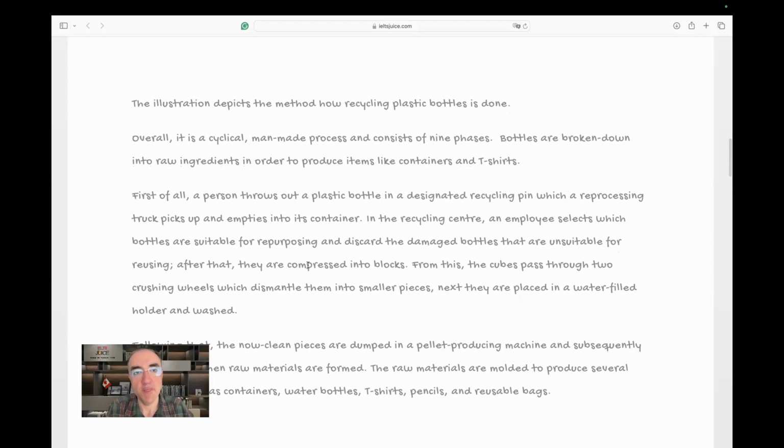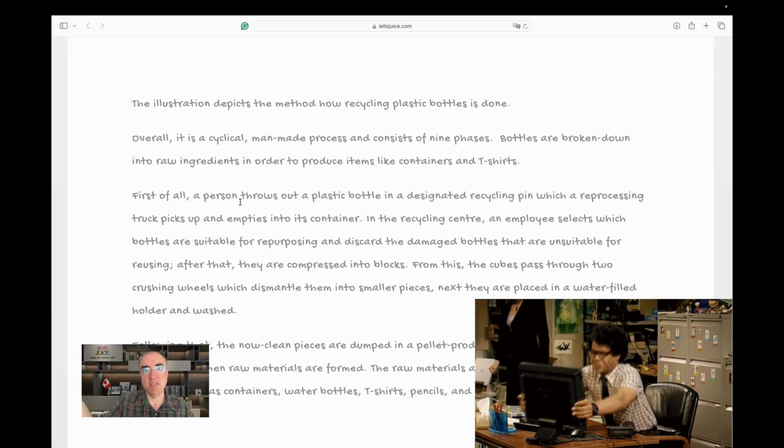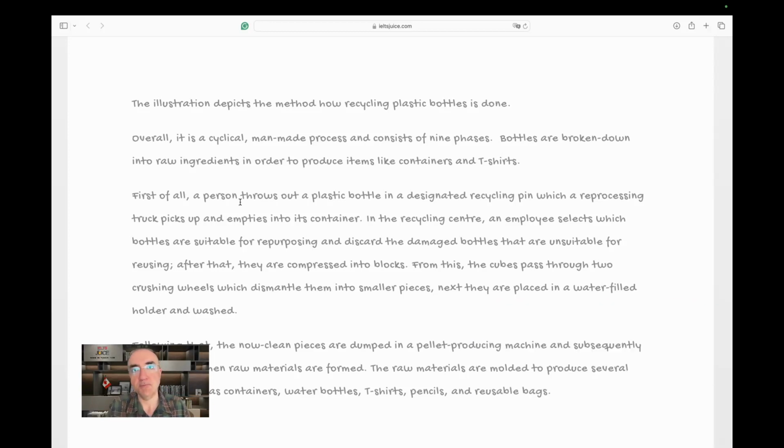First of all, a person throws out a plastic bottle in a designated, okay, look, if you throw out something, you throw something out. Cool. But you don't throw it out in. You either threw something into something, usually into a basket, for example, or in a bucket. You throw something in a bucket, or you throw it out, and this is this action. You just basically throw it out. You don't care where it lands.